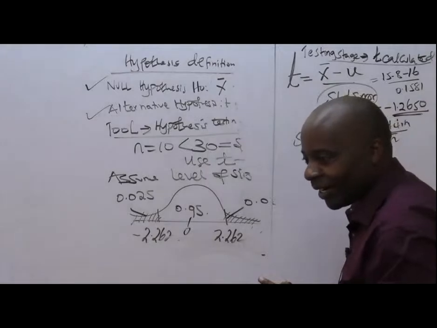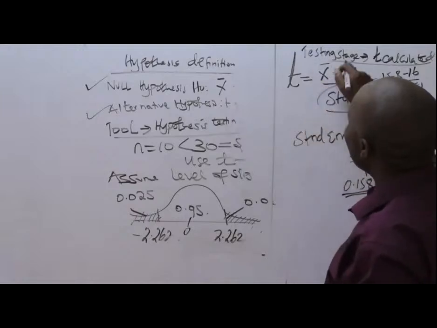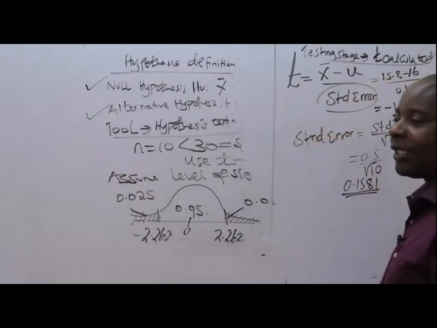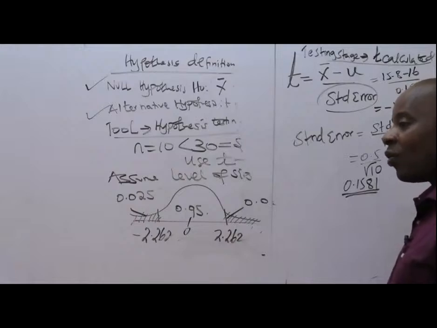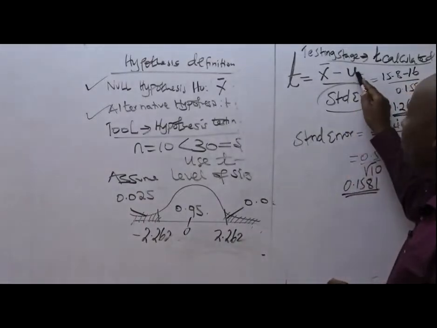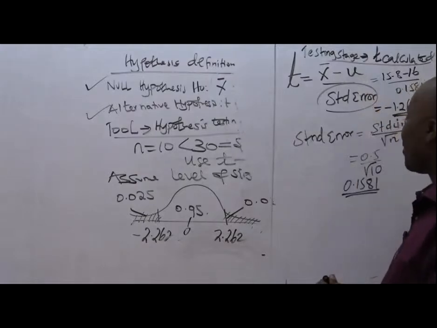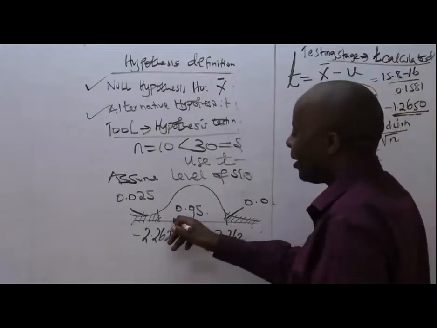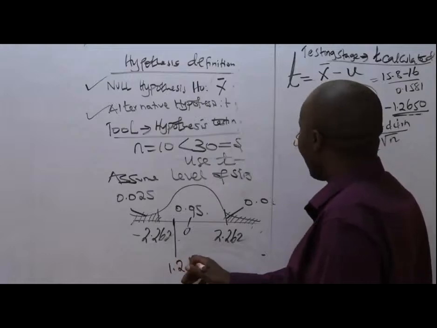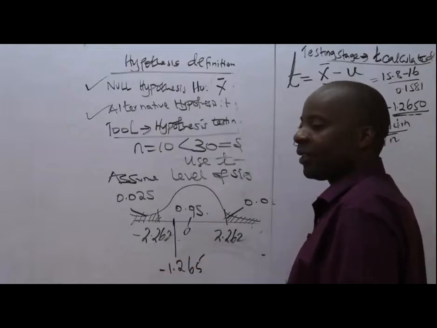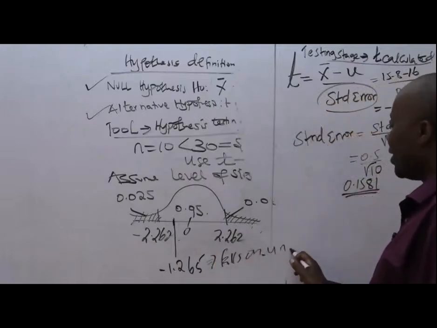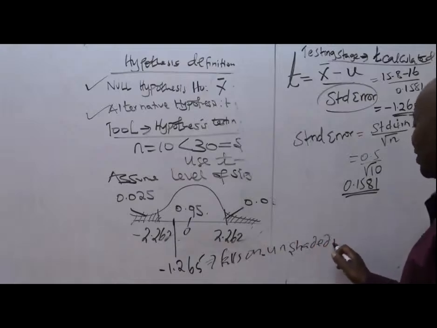X bar is the sample mean, the 10 tins that we took were the sample. This is the population mean, mu, right? So then we have here minus 1.265 being correct. And of course, this will be somewhere here in the number line. So in short, it falls on the unshaded area.